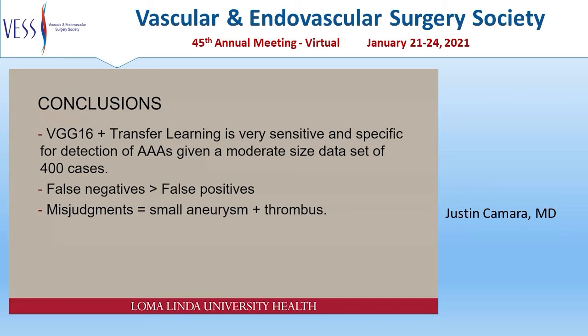In conclusion, the VGG16 neural network architecture, in combination with transfer learning, is very sensitive and specific for detection of abdominal aortic aneurysms given a moderate sized data set. False negatives tend to be slightly more common than false positives. And when the model does make errors, misjudgments tend to be small aneurysms with thrombus.